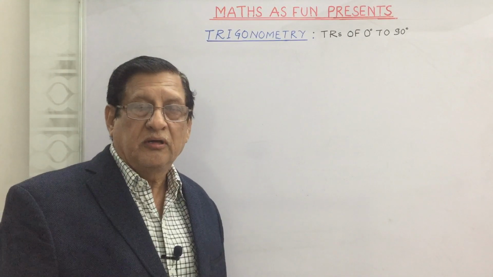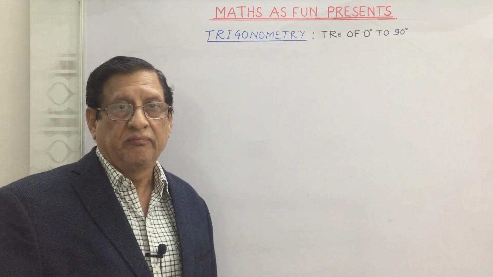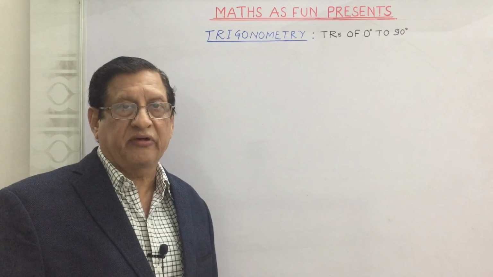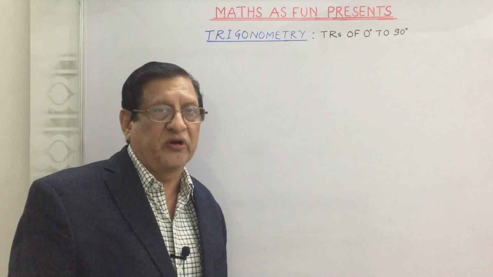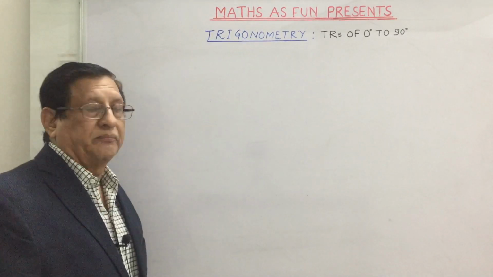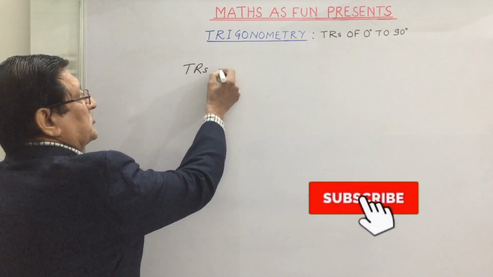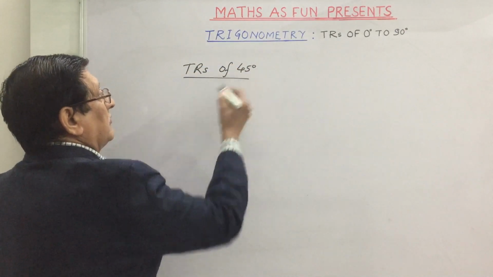Hello everyone. In this video we will learn to find the trigonometrical ratios of angles of 0 degree, 30 degree, 45 degree, 60 degree and 90 degree. Let's learn how to find that. First we take the angle of 45 degree. So we find the trigonometrical ratios of the angle of 45 degree.